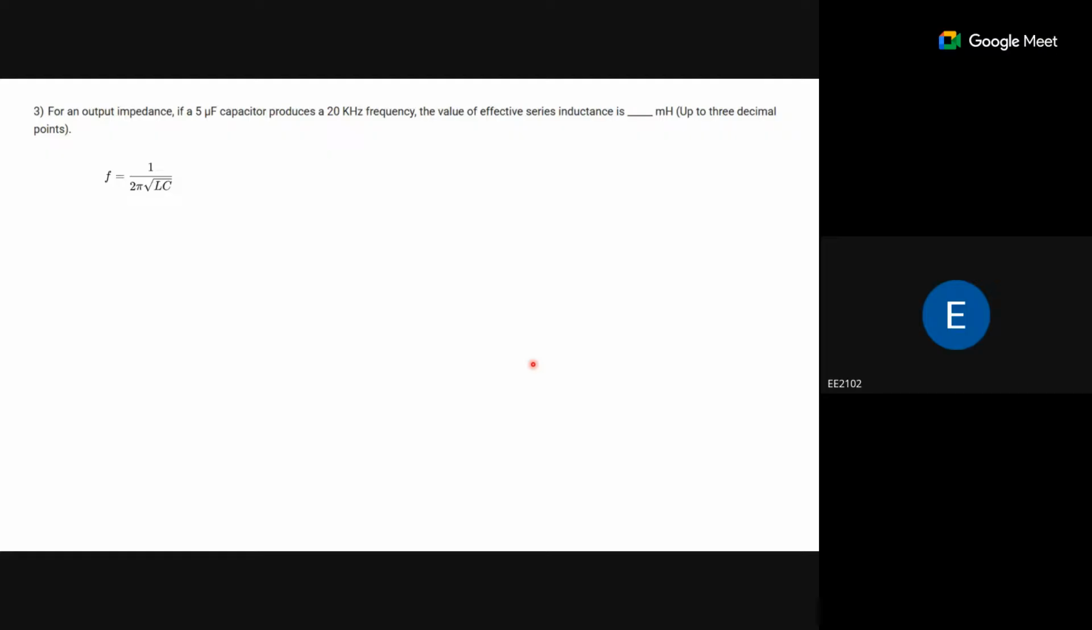The question is given for an output impedance. If a 5 microfarad capacitor produces 20 kilohertz frequency, the value of effective series inductance is how much Henry? It should be in millihenry. I have given the hints. You can use this formula, the resonance frequency F equals 1 over 2 pi root of LC.